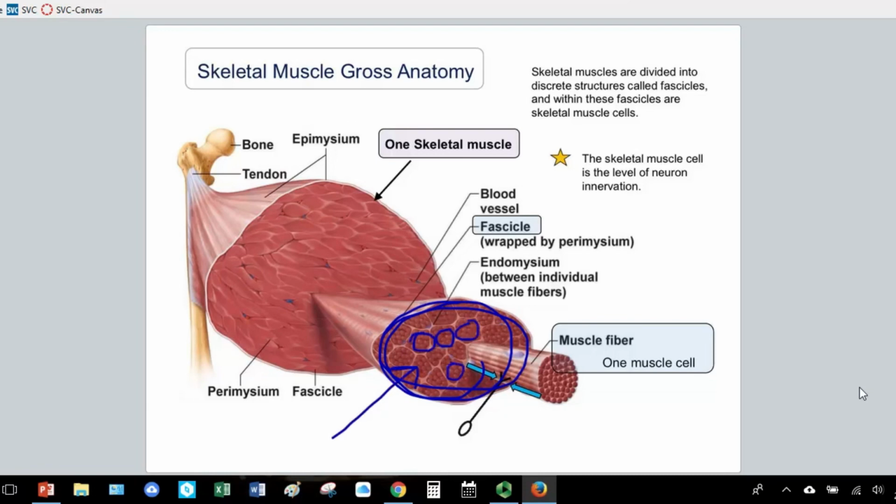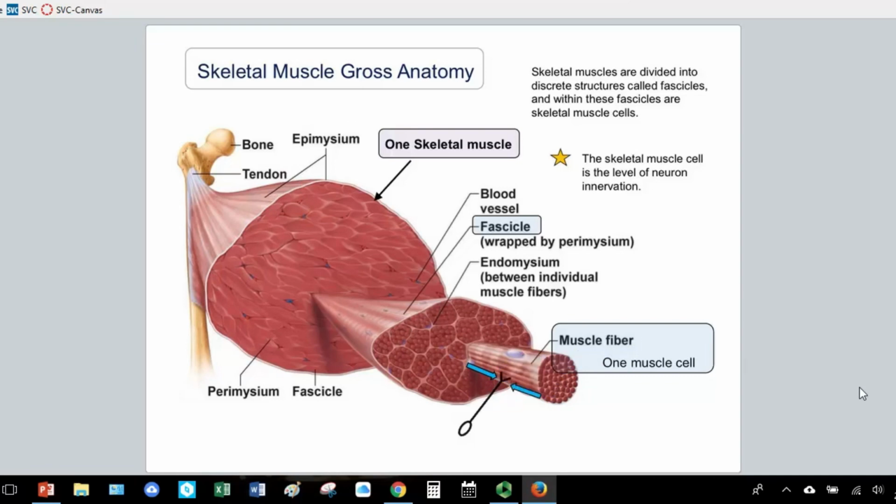And when you look at one fascicle, you can see there's a bunch of other structures in there. Okay, so within these fascicles are individual skeletal muscle cells. That's an individual skeletal muscle cell. That's one right there. Here they show one right there. That's an individual skeletal muscle cell, also called a muscle fiber. Skeletal muscle cell, skeletal muscle fiber are interchangeable. So this is one skeletal muscle cell right there.